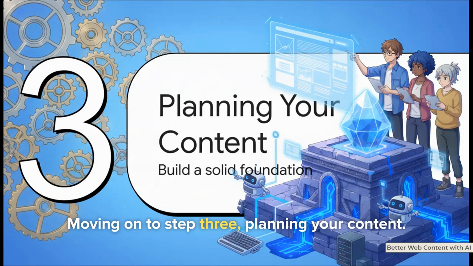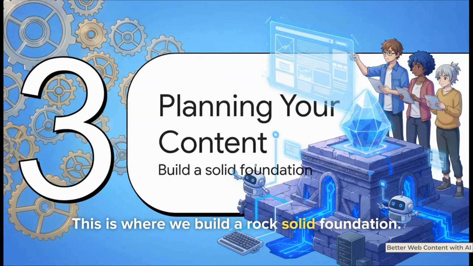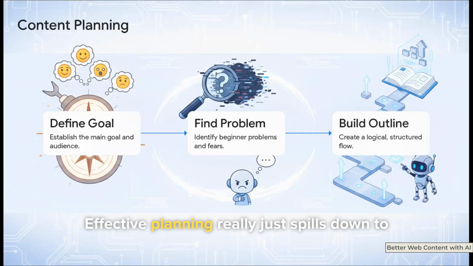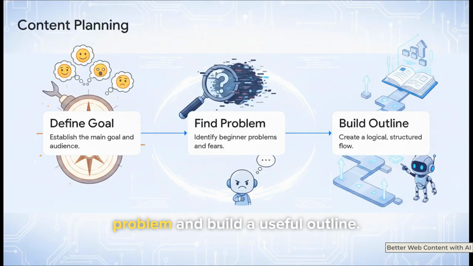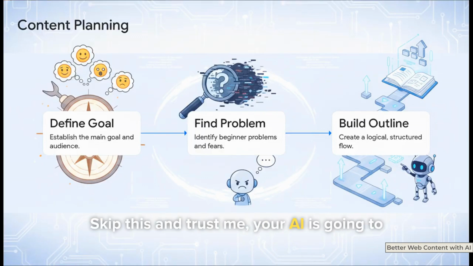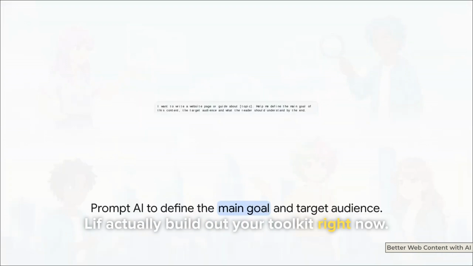Moving on to step 3, planning your content. This is where we build a rock-solid foundation. Effective planning really just boils down to 3 highly focused steps. Define your goal, define the reader's specific problem, and build a useful outline. Skip this, and trust me, your AI is going to wander totally off topic. Let's actually build out your toolkit right now.